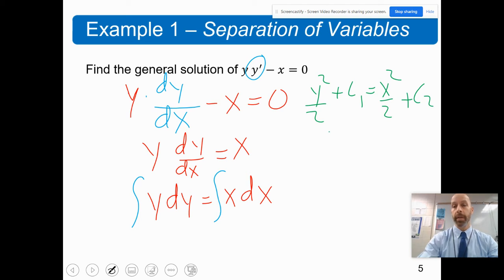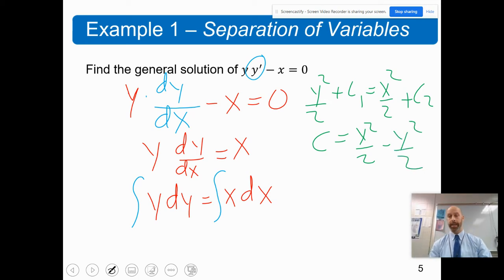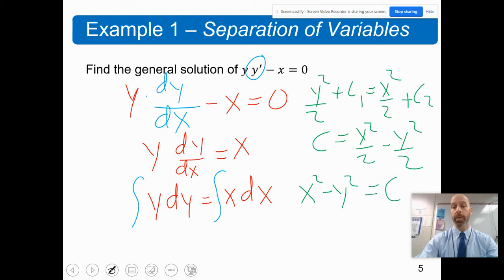I'm going to do this a little bit differently. I'm going to subtract the c2 from the right, and then I'm going to bring the y squared over 2 to the left, so that's going to be minus. Now I'm going to multiply both sides by 2. When I multiply both sides by 2, c still stays as c, and we're going to get our final answer here, which is x squared minus y squared equals C.